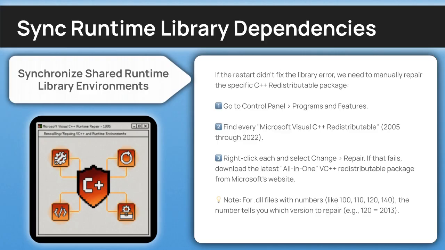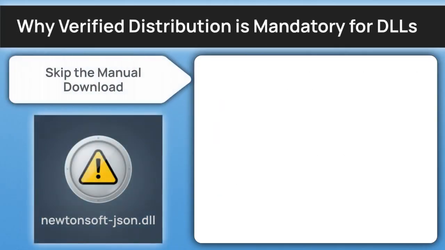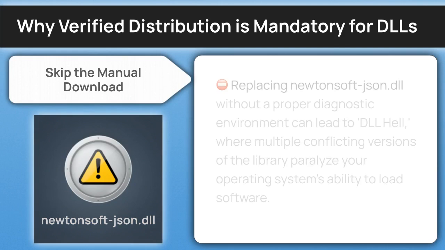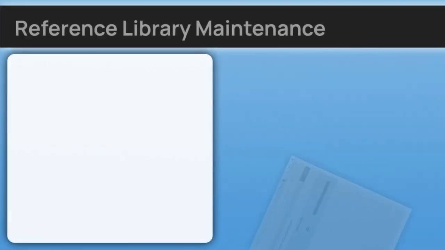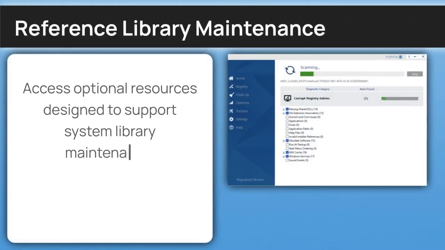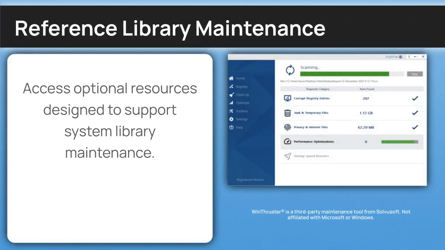Please note that for DLL files with numbers, the number tells you which version to repair. For example, 120 equals 2013. I'd like to provide a brief technical warning about the risks of using unofficial file repositories. Most individual downloads of Newtonsoft-Json.dll are not digitally signed, meaning they haven't been verified for safety by the original software developer. To reduce technical overhead while maintaining high security, here is a professional method for managing system-level file health.